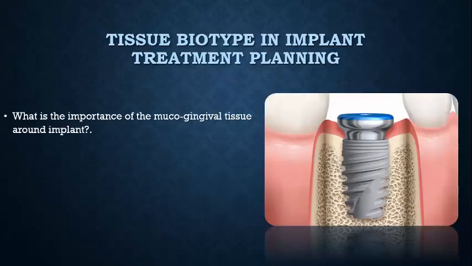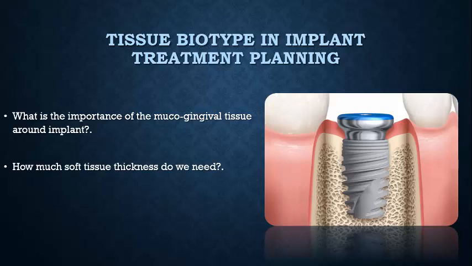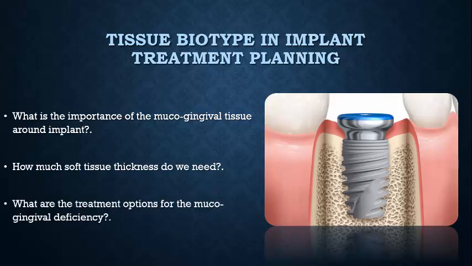So what is the importance of the mucogingival tissue around the implants? How much soft tissue thickness do we need? And what are the treatment options for the mucogingival deficiency? So during this presentation, I will try to answer these questions.